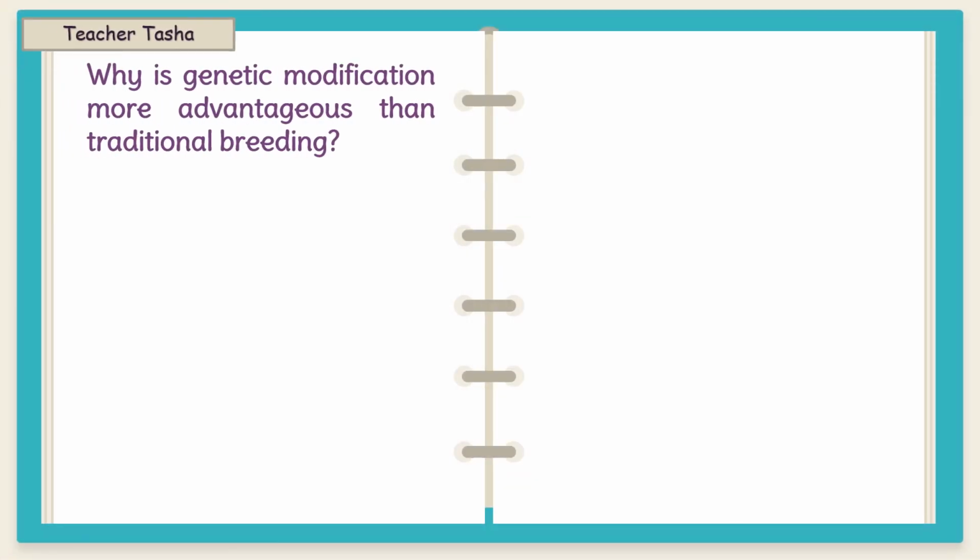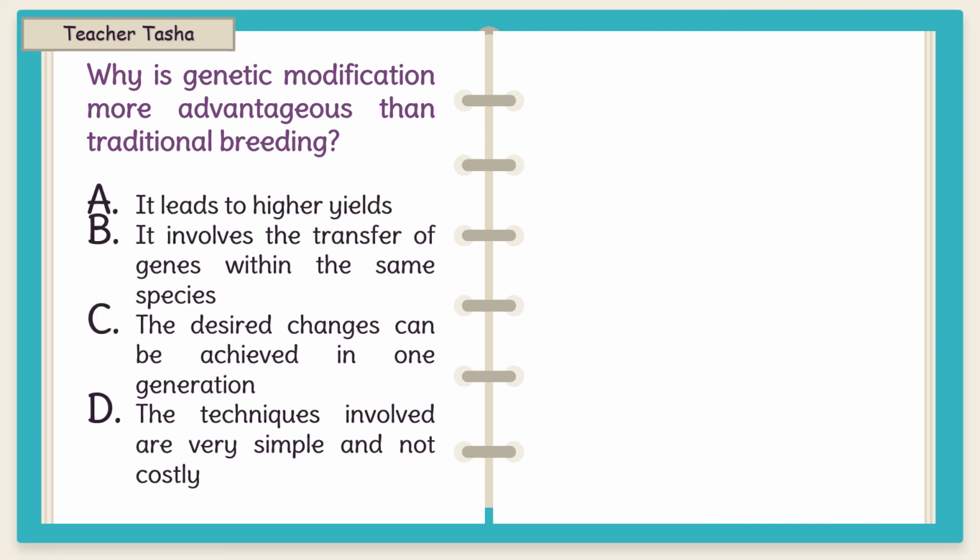Now, another question. Why is genetic modification more advantageous than traditional breeding? We have answers here. It leads to higher yields. It involves the transfer of genes within the same species. The desired changes can be achieved in one generation. And lastly, the techniques involved are very simple and not costly. So which one is it? Yes, the desired changes can be achieved in one generation.